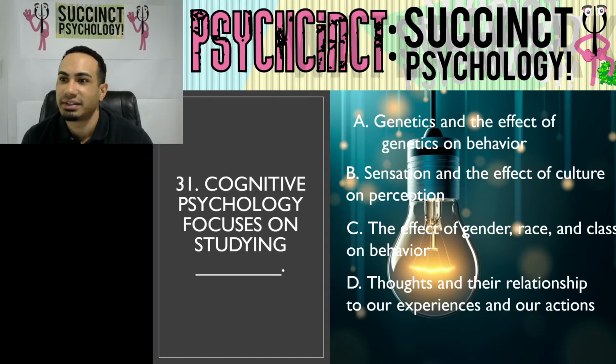Alright, let's see, genetics and the effect of genetics on behavior. That sounds kind of like a biopsychologist. Sensation and the effect of culture on perception. Well, that's sensation and perception psychology. The effect of gender, race, and class on behavior. Well, that can probably fall within a few different ones, maybe health or social psychology. So we're left with D, thoughts and their relationship to our experiences and our actions. And that would be the correct option.